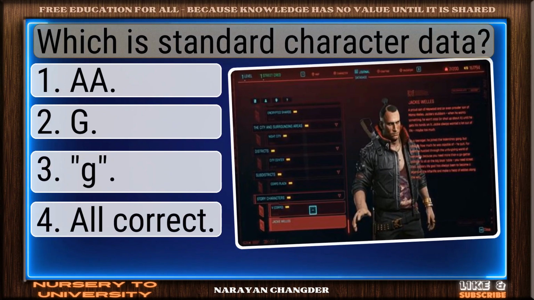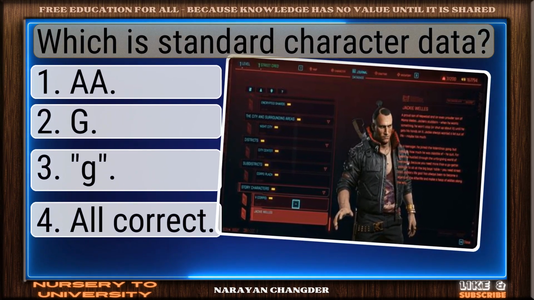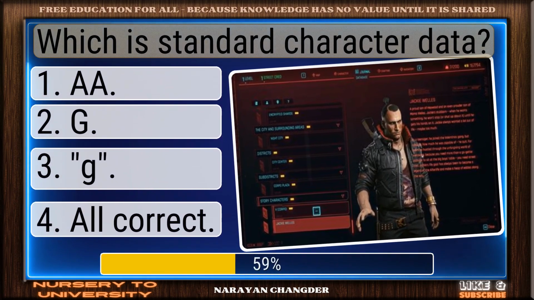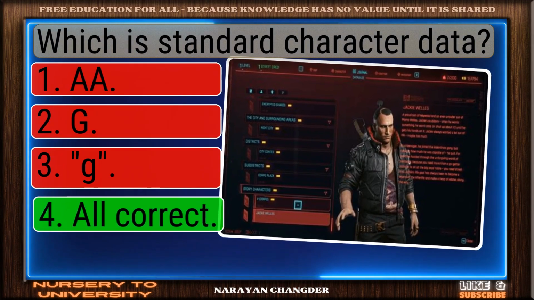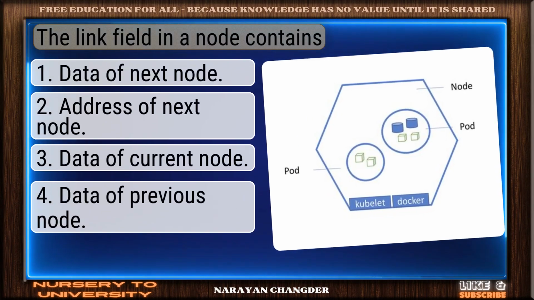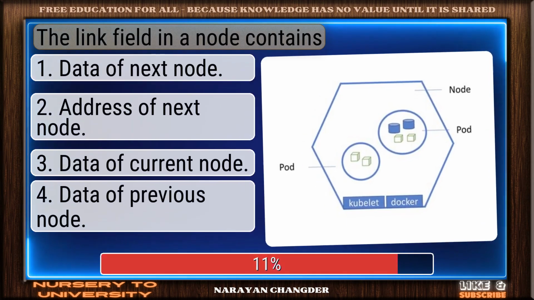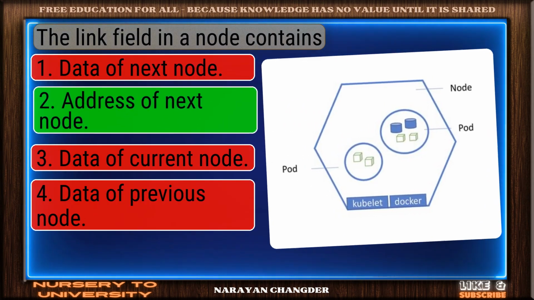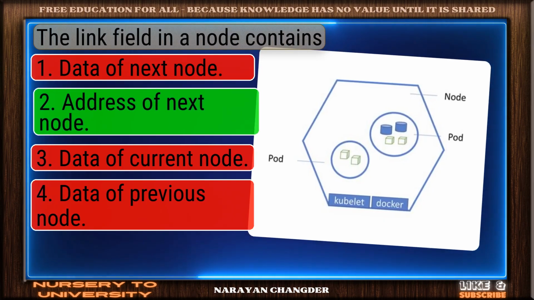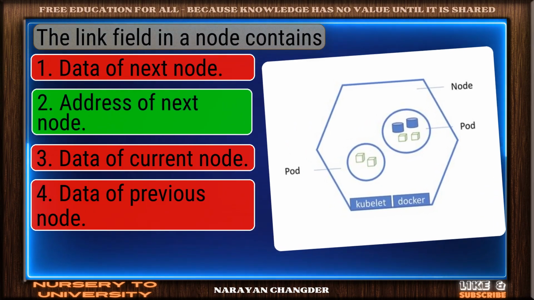Question number 23. Which is standard character data? Perfect. All correct is the correct choice. Question number 24. The link field in a node contains. You're right. Address of next node is the correct answer.